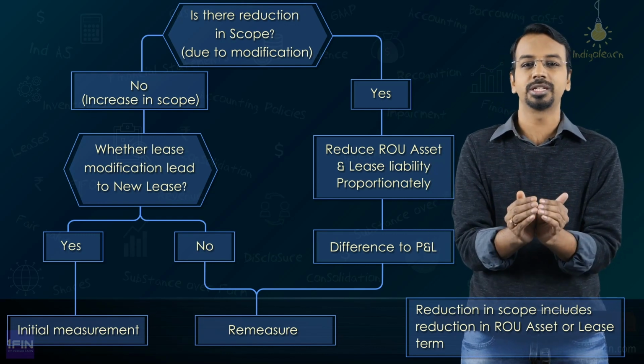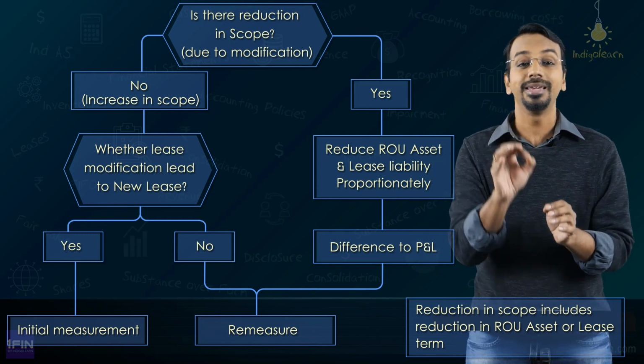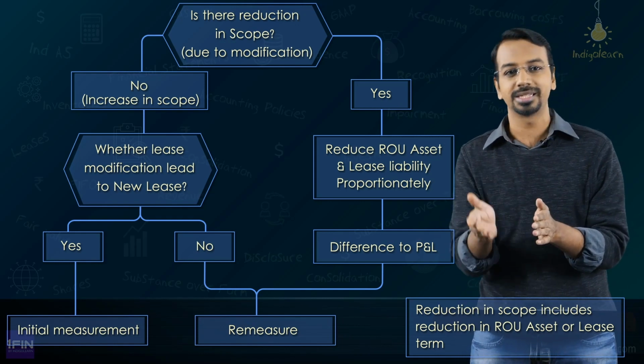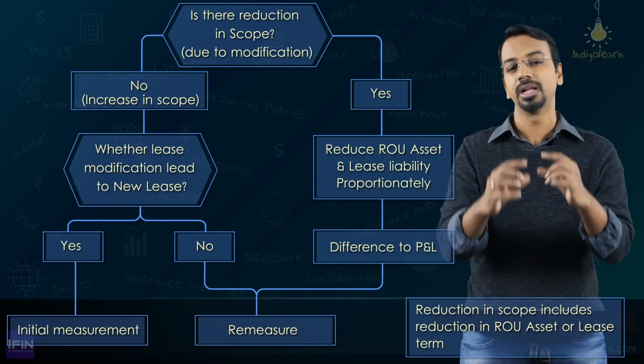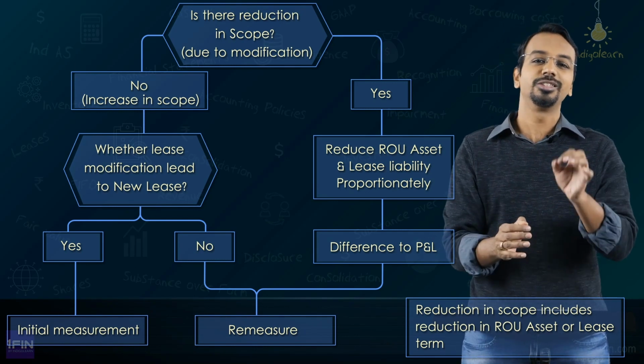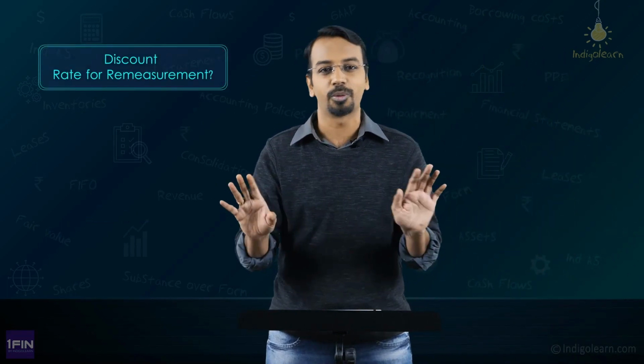Now here when I say remeasurement, I am talking about both remeasurement due to lease modifications and remeasurement due to other changes that you have discussed earlier. So you have to do the remeasurement. Now the thing that you need to ask in case of remeasurement is, do we need to take the revised discount rate or original discount rate? Okay, this is the most important part. Once you are clear with this, then there is no problem at all.